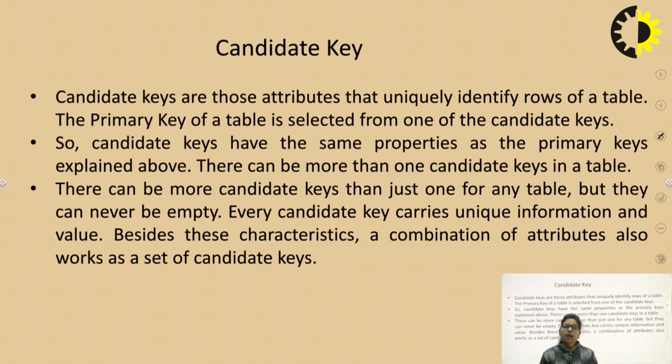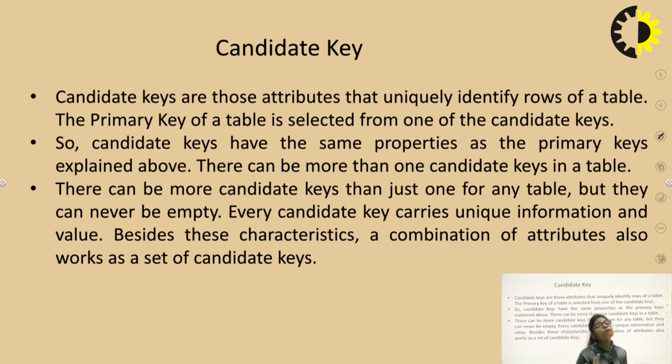Now the next one is the candidate key. Candidate keys are those keys that uniquely identify rows of a table. The primary key of a table is selected from one of the candidate keys. Suppose we have a pool of four to five candidate keys; one unique primary key is selected from that bunch of candidate keys. So a candidate key has the same properties as the primary key.